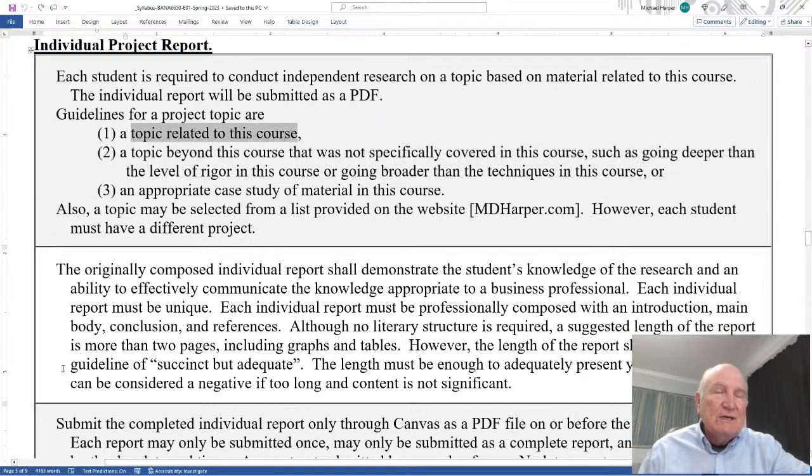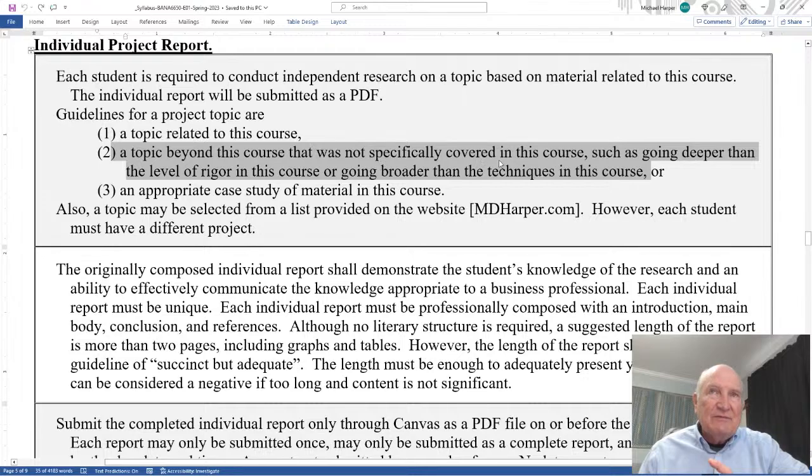A topic related to the course. I don't want a topic in marketing or in finance, something in this course in project management. 2, a topic beyond the course that was not specifically covered in the course, such as going deeper than the level of rigor in the course or going broader than the techniques in the course.